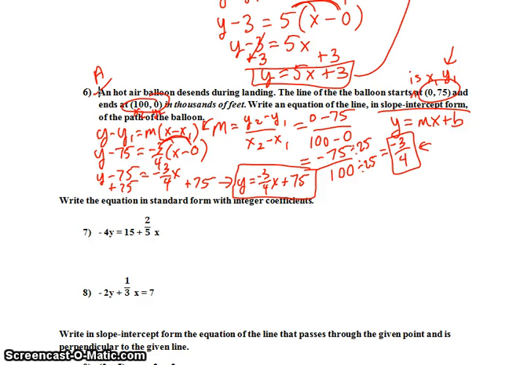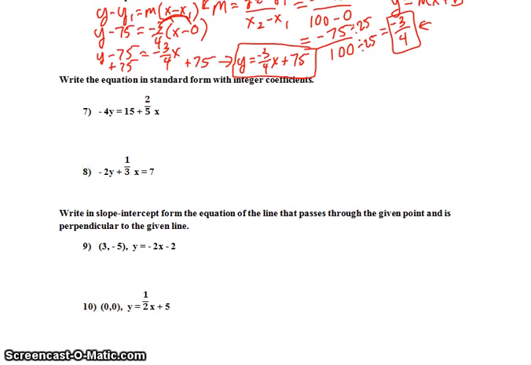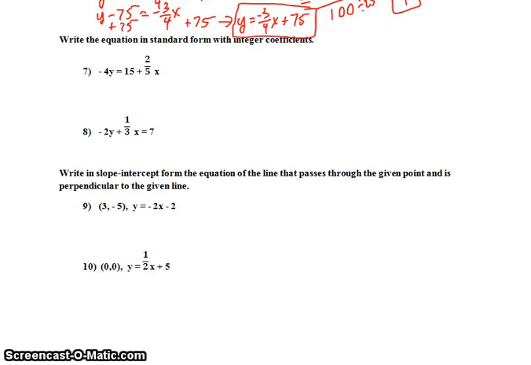Okay, now 7 through 11. Number 7, we have to write the equation in standard form with integer coefficients. Now, standard form, ax plus by equals c. Get x and y on the same side. Integer coefficients. What does that mean?